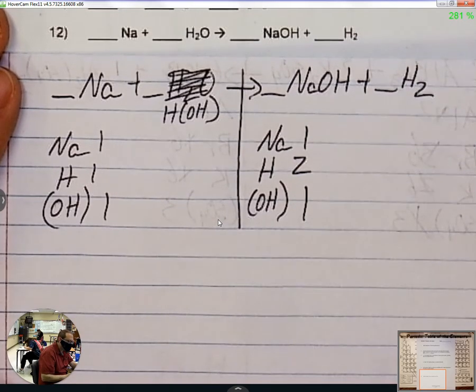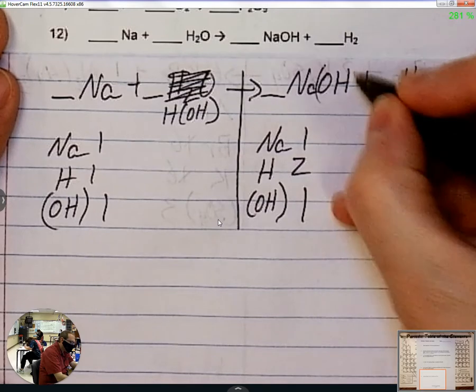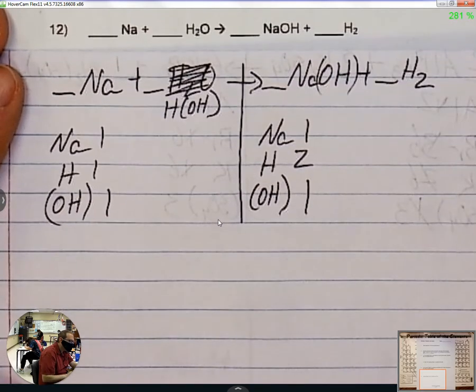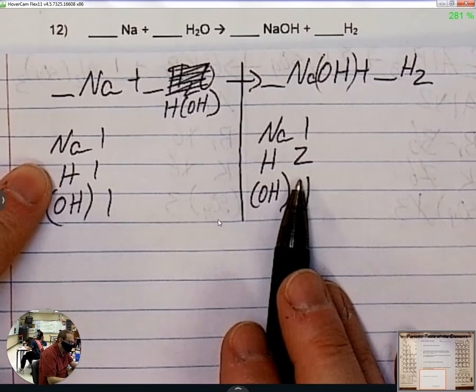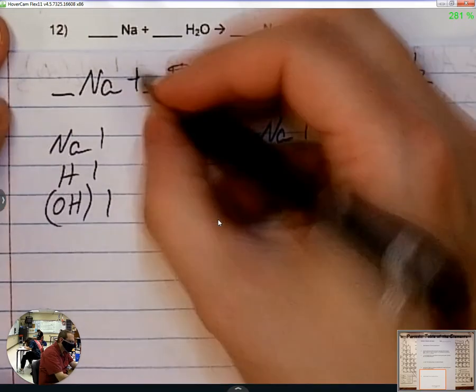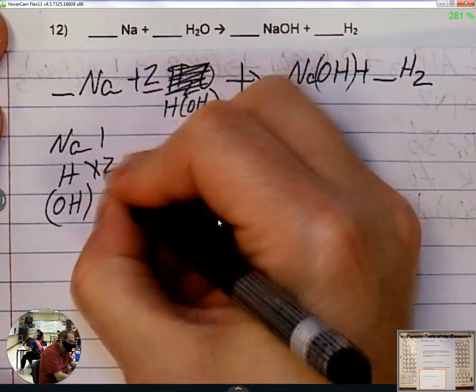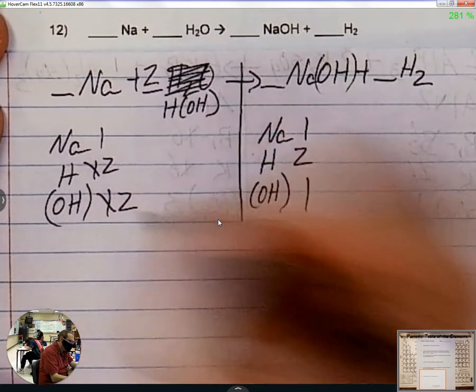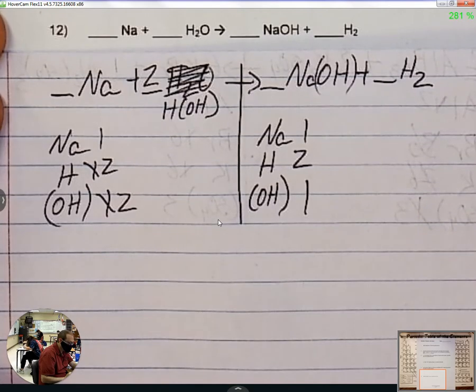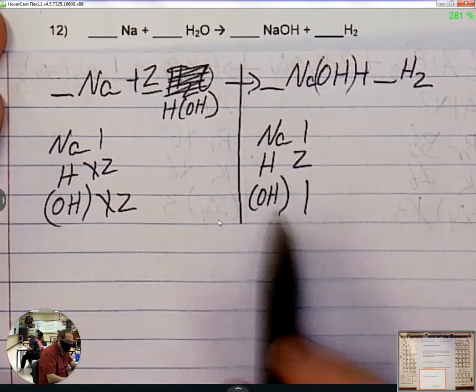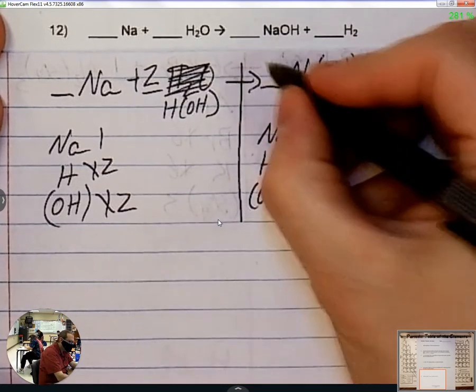Free hydrogen is broken. So I'm going to mark that, make it easier to remember. So how do I fix my hydrogens on the left? Put a 2 right here. That's going to give me 2 of those. It's also going to give me 2 of those. So I broke my hydroxide. How do I fix it? Put a 2 right here.